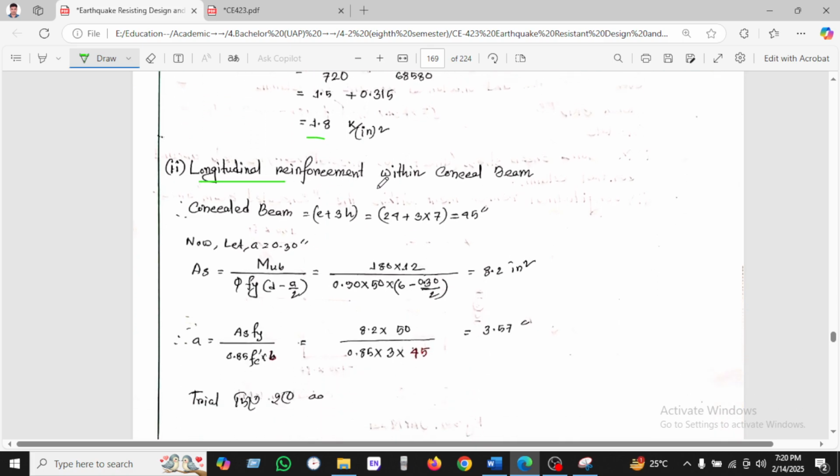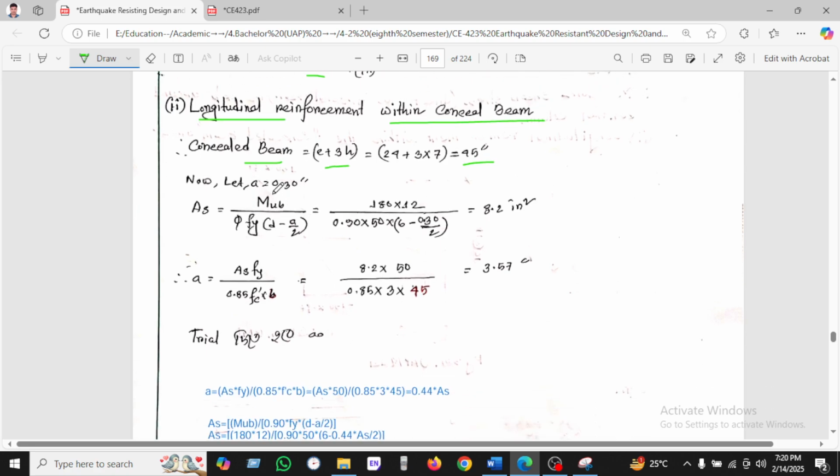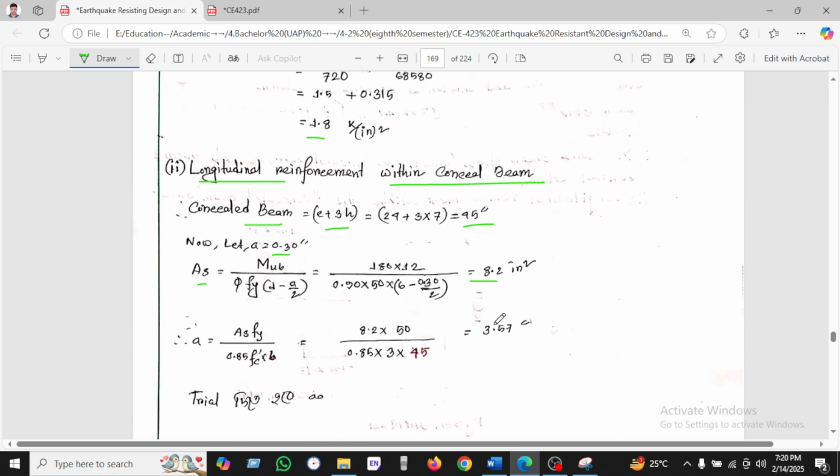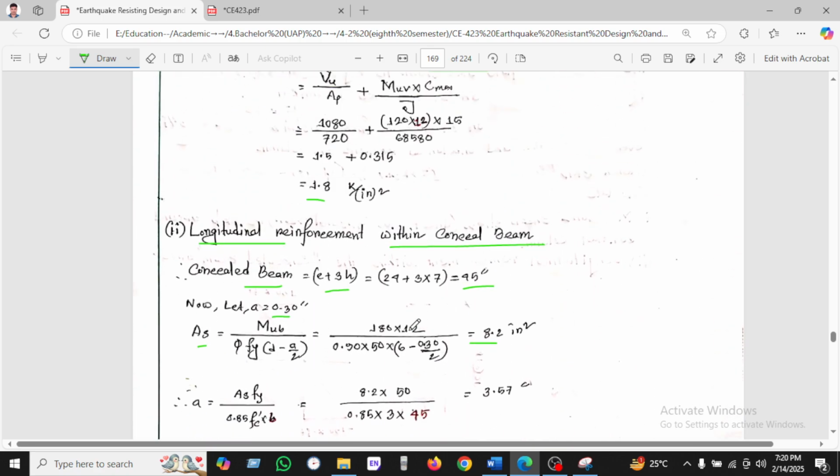And for the longitudinal reinforcement within the concealed beam, we know the concealed beam width is C plus 3 into H and found 46. So let's see A equal to 0.3 and A is equal to 0.8 inches square. If we give trials again and again, then we found it this way. And this reinforcement will be provided within the concealed beam.